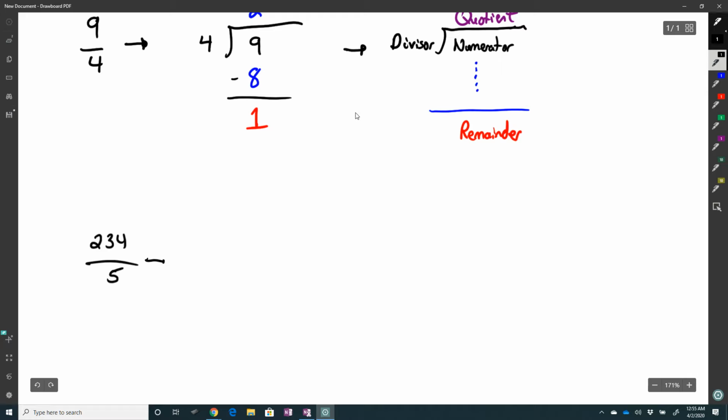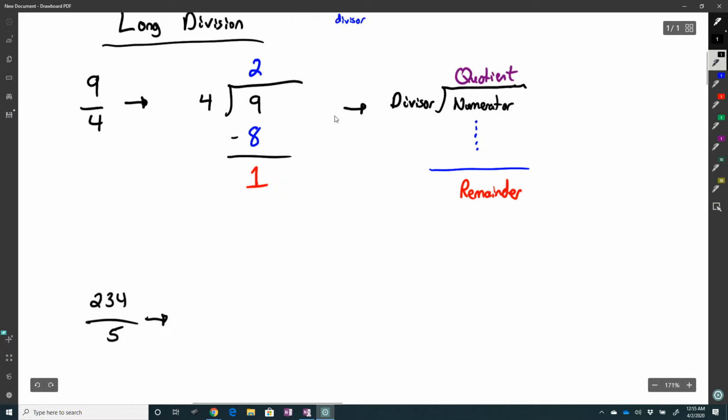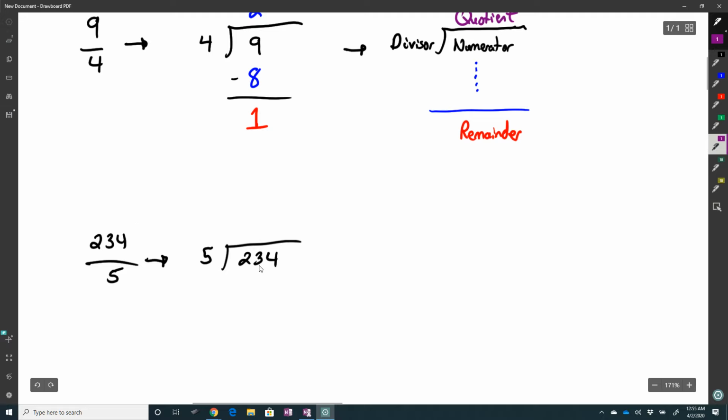Okay, so we know that we would set it up as the divisor goes on the outside, the numerator goes on the inside, and then we do the math that hopefully everyone kind of remembers from grade school. But you ask yourself, how many times can 5 fit into 234? Now, if you're doing this without a calculator, you break it down and go slower and say, how many times can it fit into 23? It fits 4 times. 5 times 4 is 20. We subtract 3 as our answer.